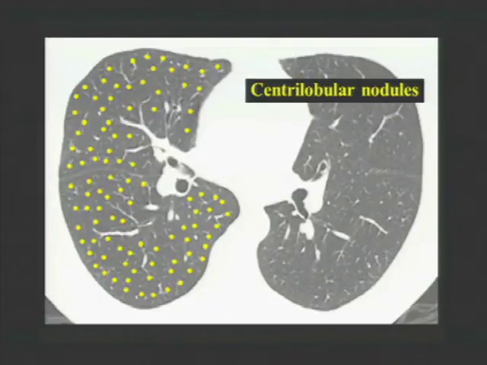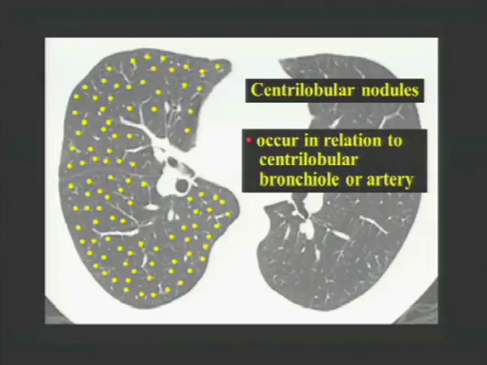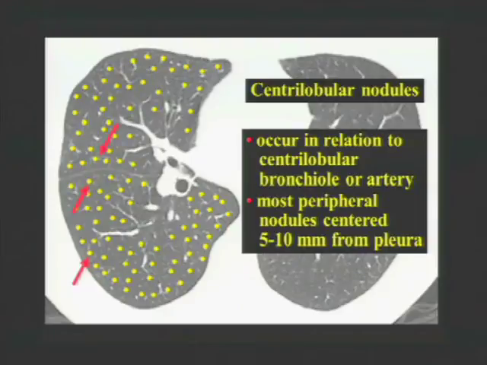What do they look like? What is their appearance on CT? Well, these nodules are occurring in relation to the centrilobular bronchiole in this disease, but may also occur in relation to the centrilobular artery, as Paige showed you in patients who had pulmonary veno-occlusive disease. The most peripheral nodules you see when you are dealing with a centrilobular pattern are about 5 millimeters from the pleural surface, because that's where the centers of the most peripheral lobules in the lung are.